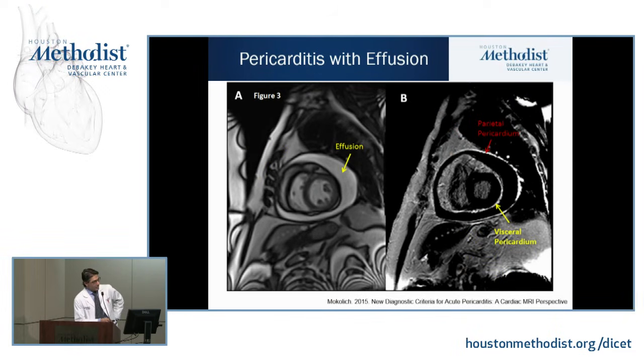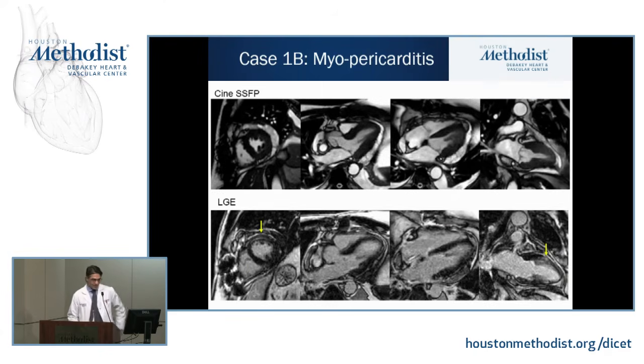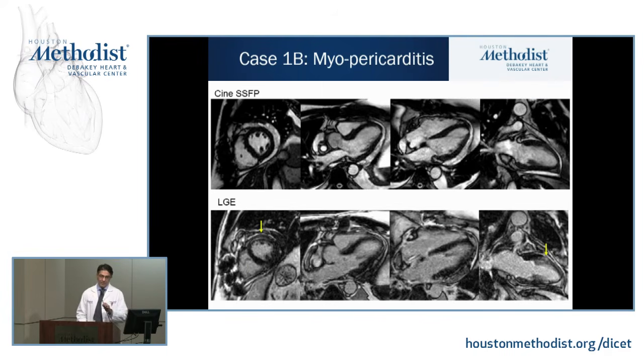imaging here, you can appreciate not only that the effusion here is black, but more importantly, you see hyperenhancement or brightness in both the visceral and parietal pericardium. So it's a very nice example of having an effusion with concomitant pericarditis. Okay, so CMR can be even more helpful.